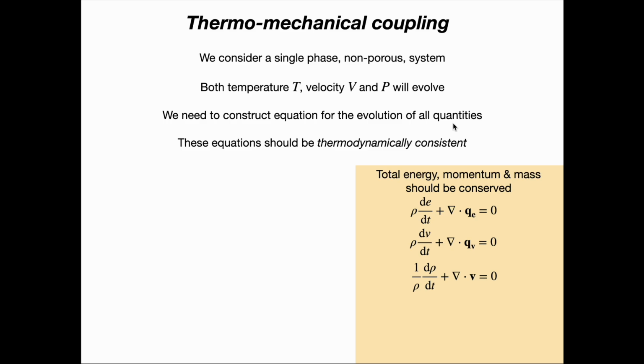And to construct these equations, we need to go through a thermodynamic recipe. The equations to be used will be the conservation of the total energy, note E here and Q here being the flux. V is the velocity vector and QV will be the flux of momentum. Here we have the density and the divergence of velocity. You can recognize the mass conservation equation. Of course, for thermodynamical consistency, one needs to add this constraint here that the entropy should be produced during this process.